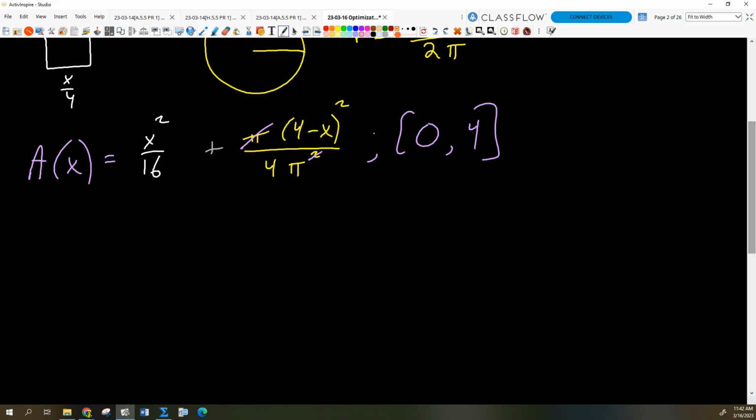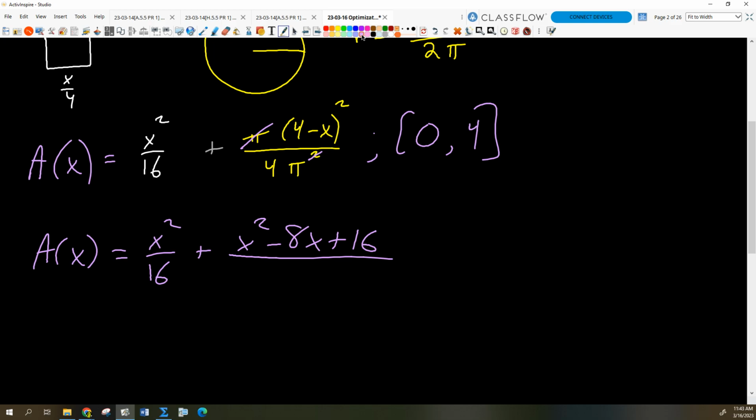How about if we expand this out, A of x is going to be x squared over 16 plus (4 minus x) quantity squared. Isn't that just x squared minus 8x plus 16 all over 4 pi? Right? Everybody buy that? And then I could split this into separate terms if I want to.